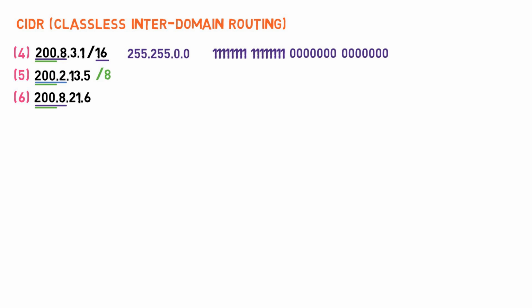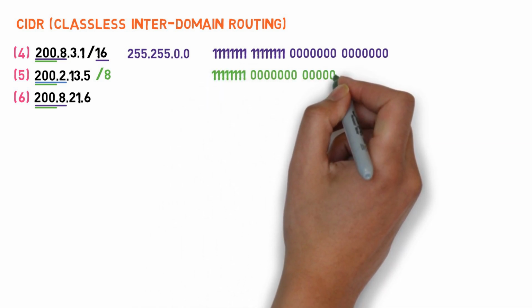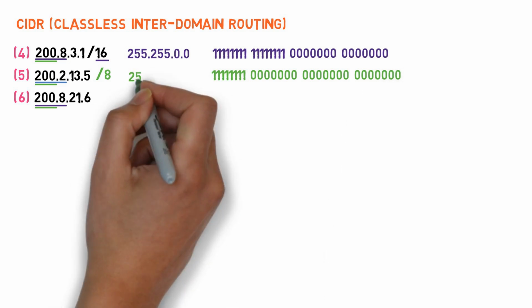How will we represent the network prefix of 8 bits as a subnet mask? Well, we need the first 8 bits to be on, so that means 255 in decimal, and the remaining bits are off, so we get this subnet mask.